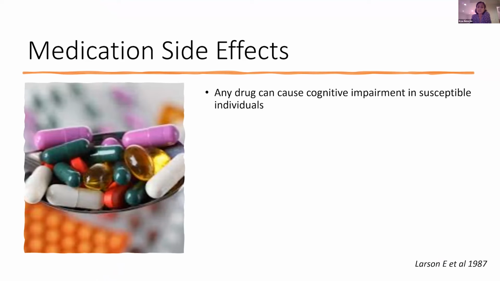Medication side effects: any drug can cause cognitive impairment in susceptible individuals. The susceptible individuals are usually people who are older, or on polypharmacy, which unfortunately is many of us, because we give people with vasculitis a lot of medications, including immunosuppressants. We give medications to protect bones, as a prophylaxis against infections, etc. So polypharmacy is another factor.